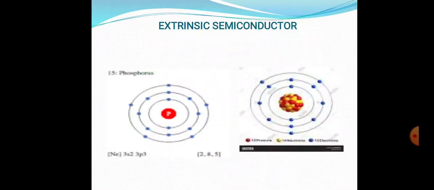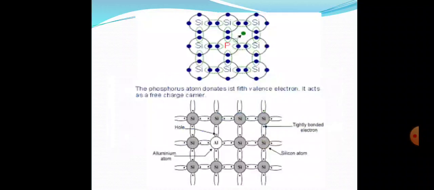In order to get an extrinsic semiconductor, the intrinsic semiconductor must be doped with impurity atoms, either phosphorus, arsenic, antimony, aluminum or indium. Here the atomic configuration of phosphorus is shown in the figure. Here the valence electron count is 5. If you add this phosphorus to the silicon, you will get a bonding structure like this.